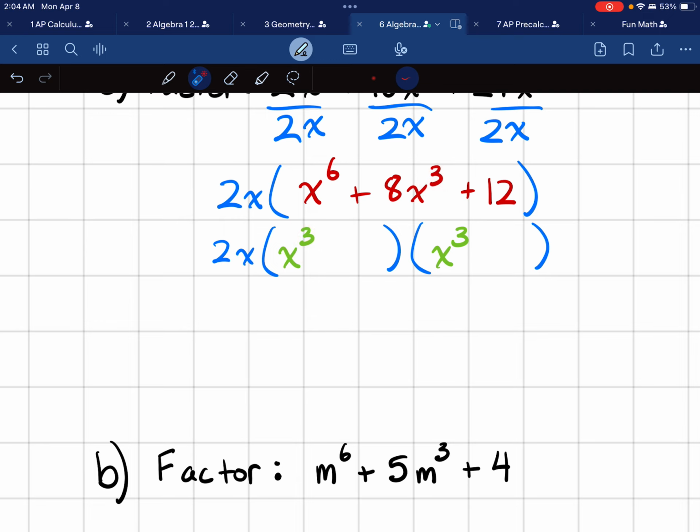Okay, then you're doing your basic ninja star. What two terms multiply to 12 and also add to 8? I'm thinking 6 and 2 add to 8 and multiply to 12. So we're going to say plus 6 plus 2.